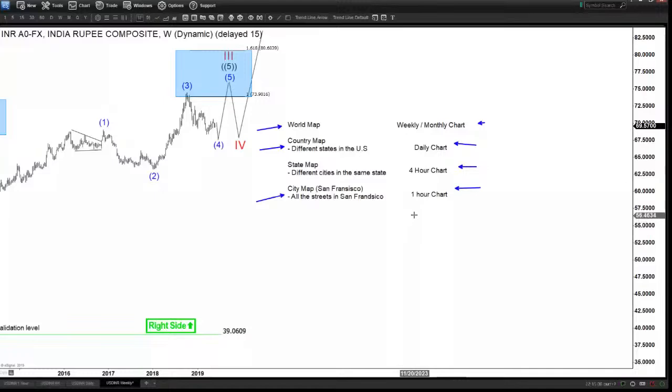They cannot contradict, because otherwise the 4 hour chart and the 1 hour chart would be different from one another. That's what I'm trying to say. It cannot be different from one another, right? Same thing as the map cannot be different from one another.